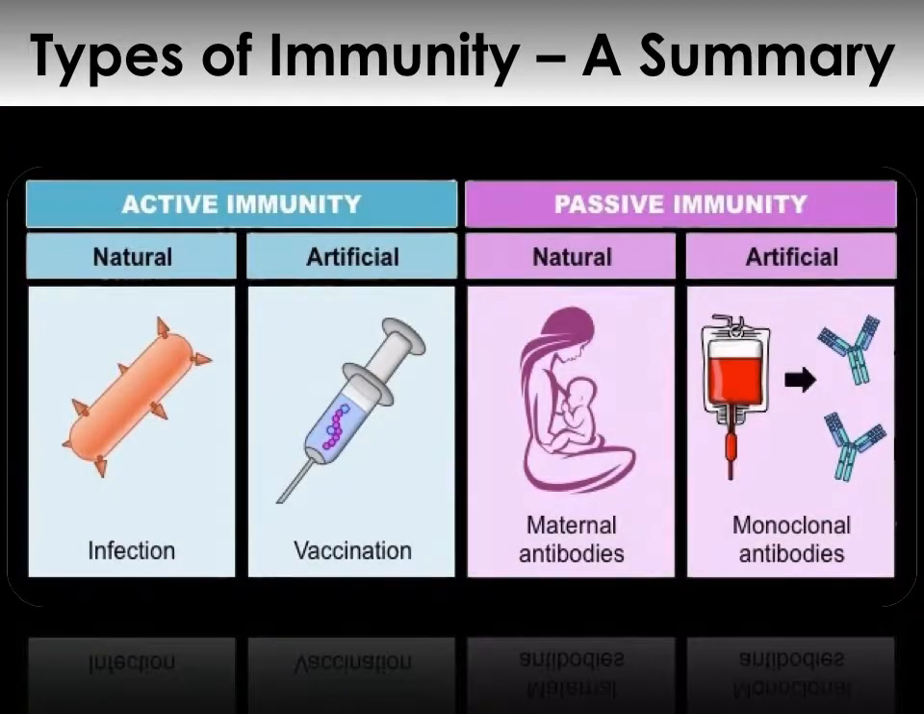Okay, just to summarize those last 2 slides, there's active immunity and there's natural and artificial. Natural active immunity would be infection itself. Artificial active immunity would be vaccination. Passive immunity can be natural and artificial. An example of natural passive immunity would be receiving maternal antibodies. And an example of artificial passive immunity would be receiving monoclonal antibodies through a vaccine.